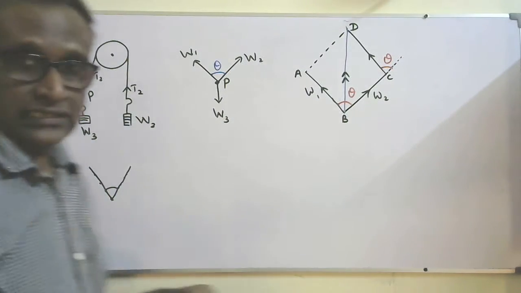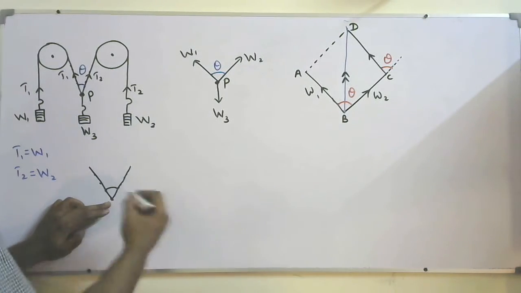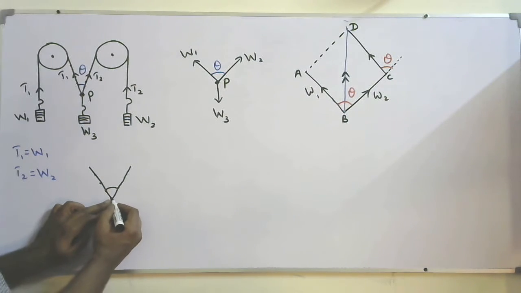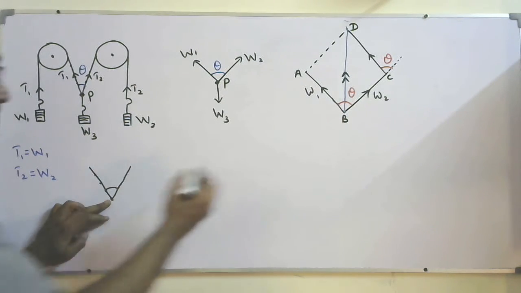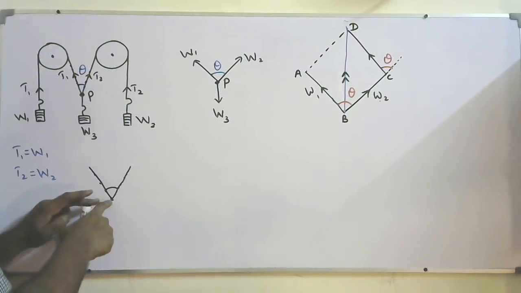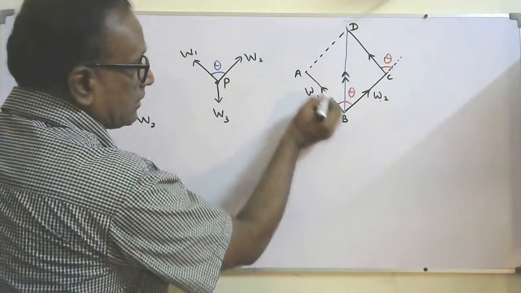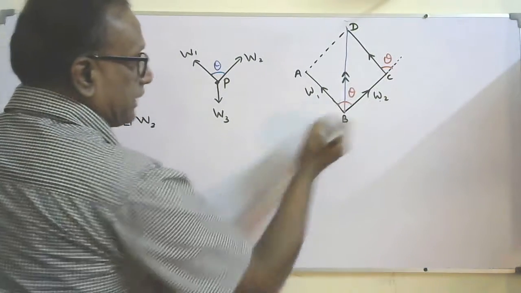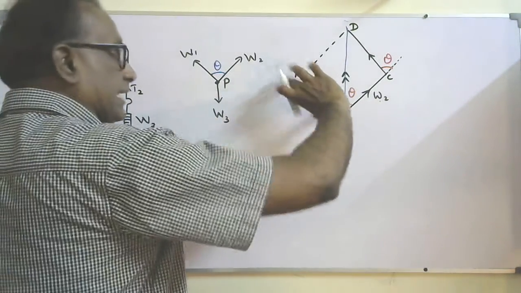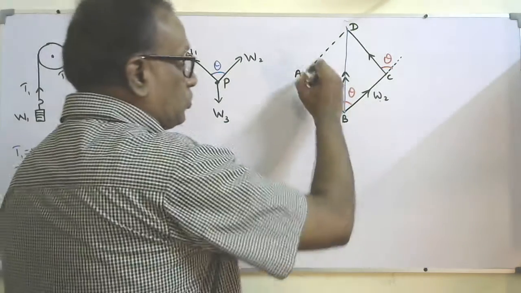So define a scale. Using the scale, draw a straight line along this line that represents W2. In the same way, draw a straight line that represents W1. The angle between those two lines will be theta, and this length indicates W2. This length indicates W1.